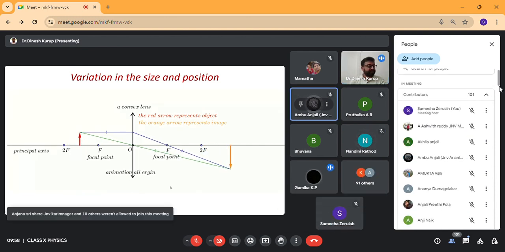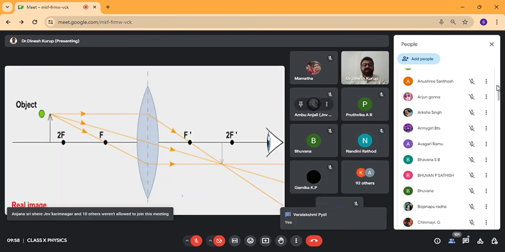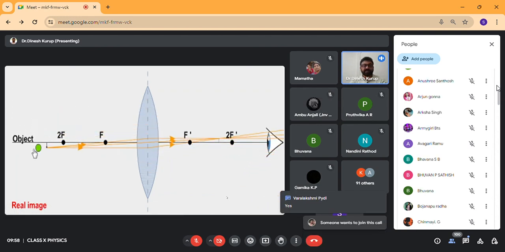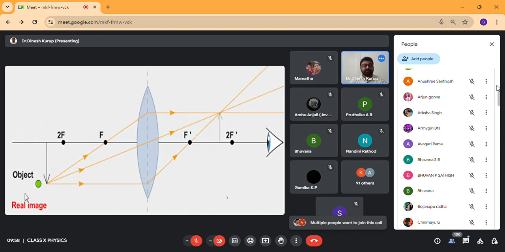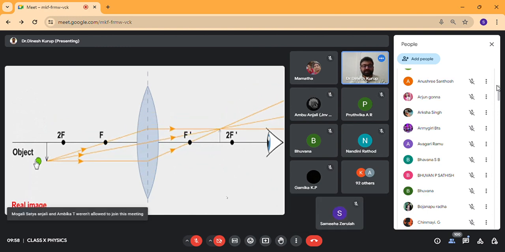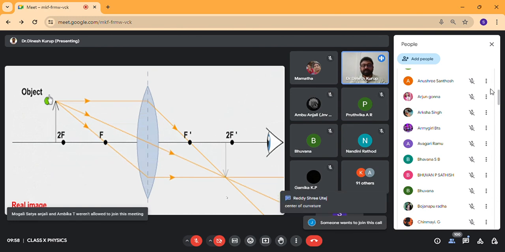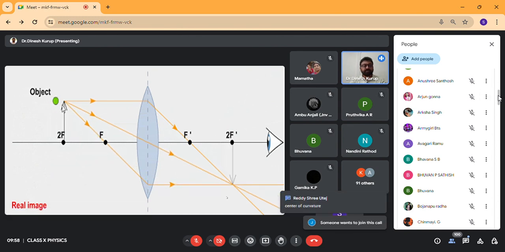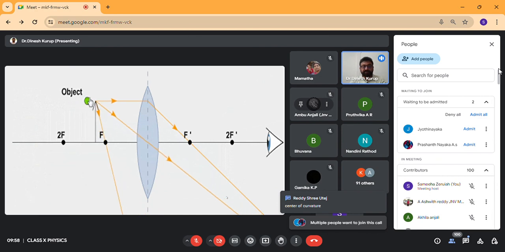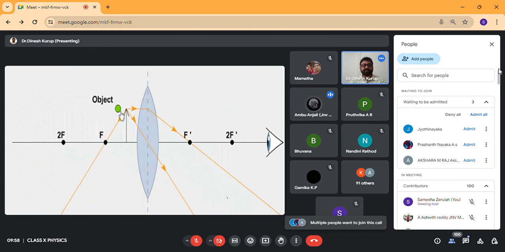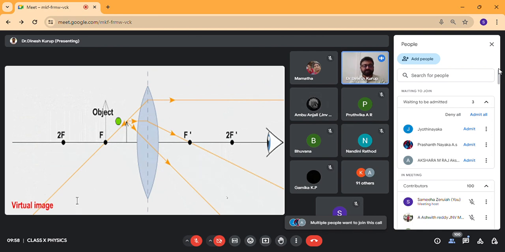Shall we move on? Yes, sir. Okay, fine. Now this is another one. When we move the object from one location, or increase or decrease the size of the object, how the size of the image varies, just to check. When we increase the size of the object, the size of the image also will be increased. When we move from infinity to 2f, the size increases.